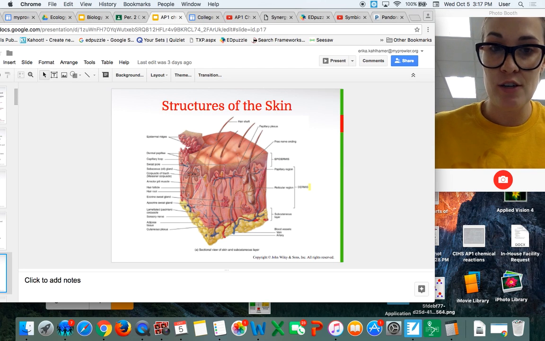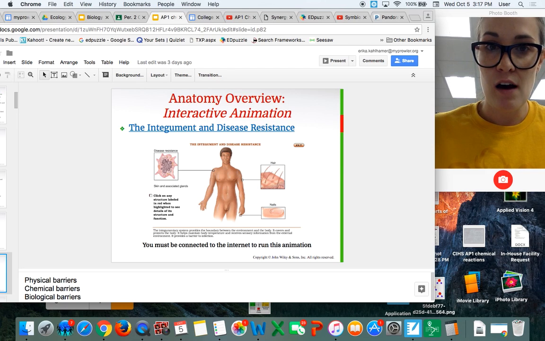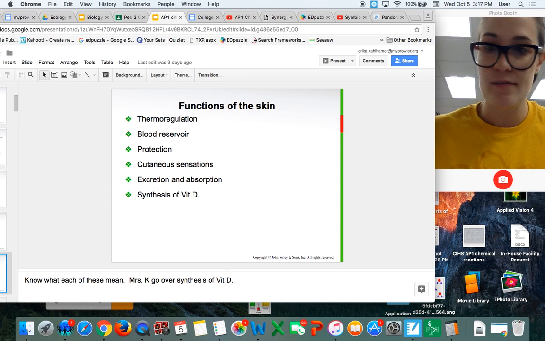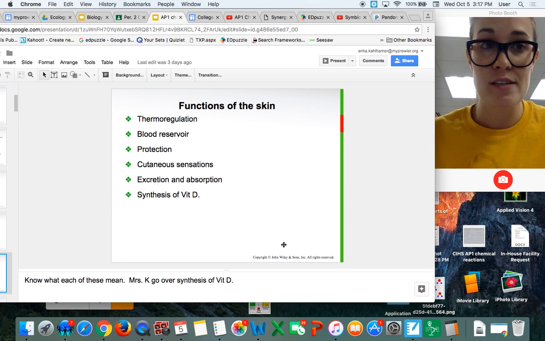And there's a wonderful picture. This is about how the skin contributes to disease resistance. You can watch that. You need to know what each of these mean. In class, I will go over the synthesis of vitamin D, draw a few things on the board for you.